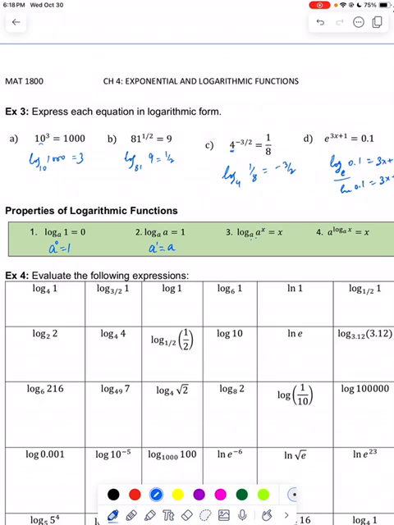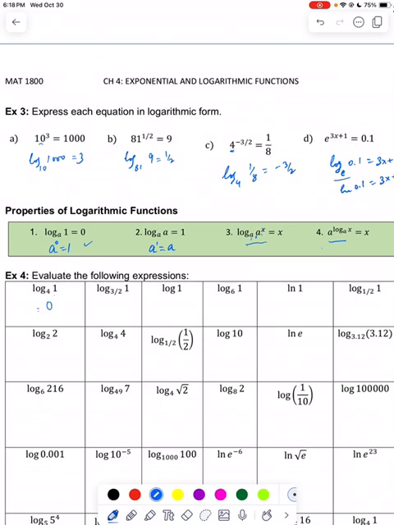The fourth property is that a raised to log base a of x is equal to x. So these two give you back x. But the condition is that the base and the number being raised to the power of log base a of x should be the same. So, using these properties, we have to evaluate the following expressions in example 4. So, log base 4 of 1. Which property will be used? The first one. So, the answer will be 0.